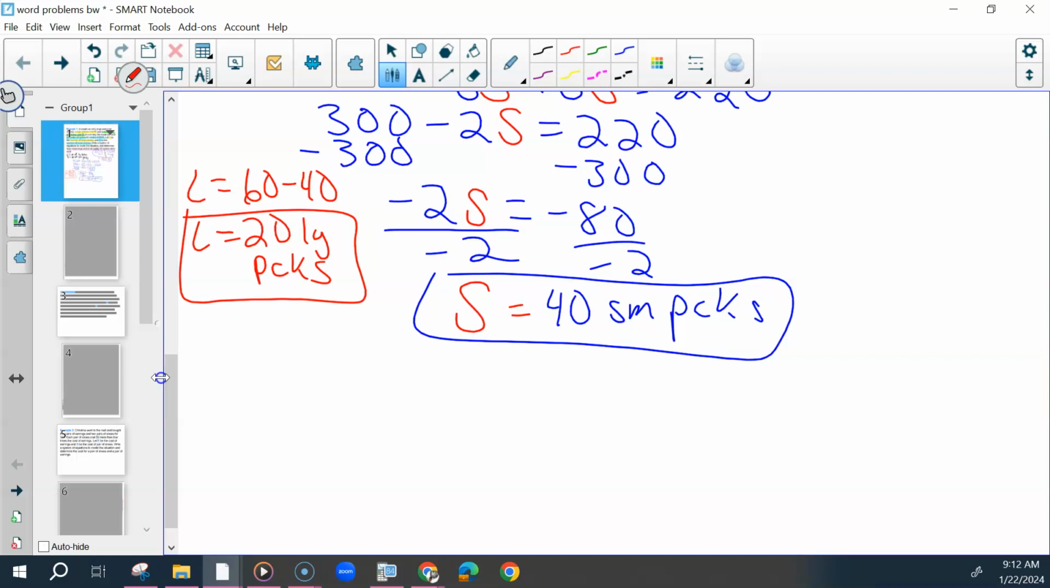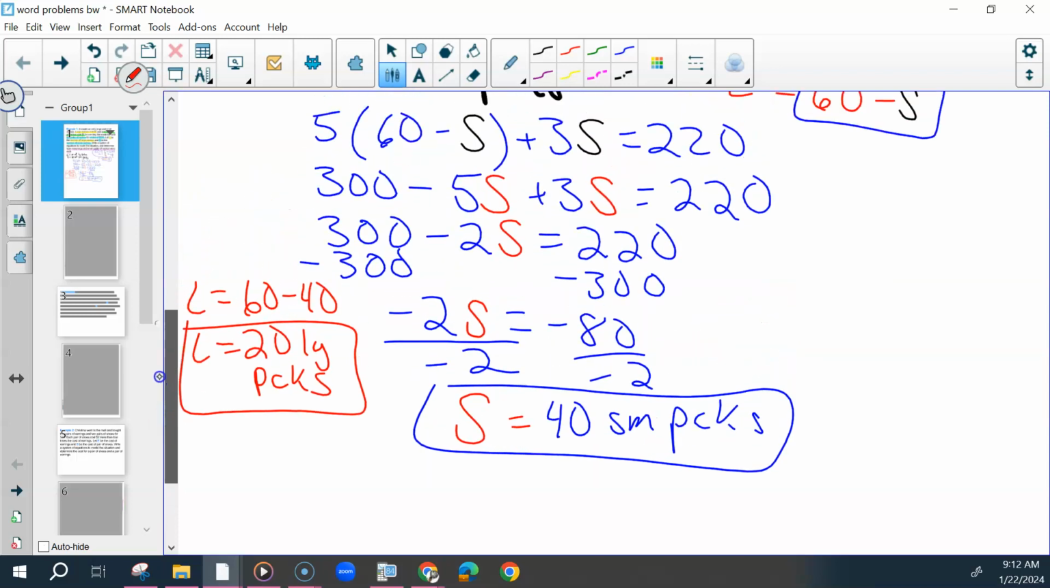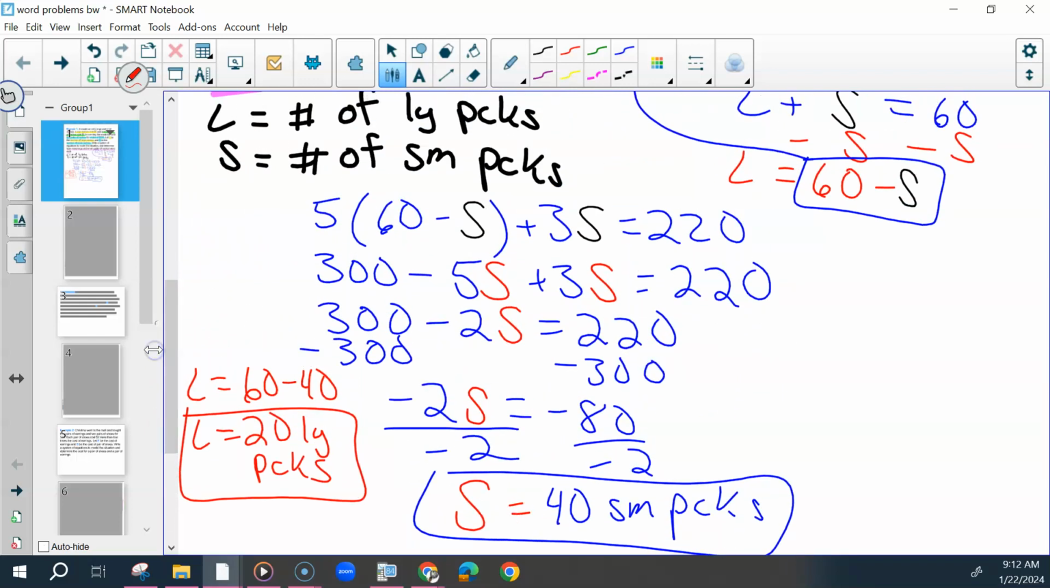Do we have any questions about that? About the process, defining anything, setting up anything? We're going to skip over example 2 and do example 3.